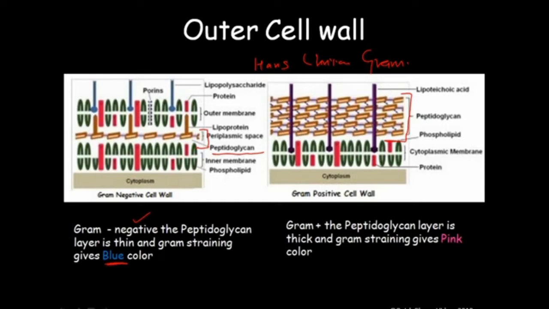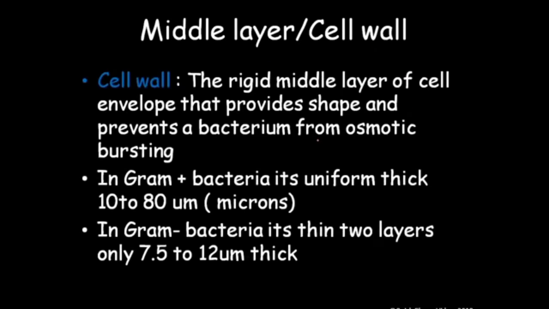So this forms the outer layer. The middle layer, or the cell wall, the rigid middle layer of the cell envelope, provides shape and prevents bacteria from osmotic bursting. So it provides a complete shape for the bacteria. The gram positive bacteria cell wall is uniformly thick, 10 to 80 microns. So we saw in gram positive bacteria it is thicker, and gram negative bacteria is thin, two-layered, 7.5 to 12 microns. So this you have to remember: it is thin in gram negative bacteria, and in gram positive bacteria it is thick.